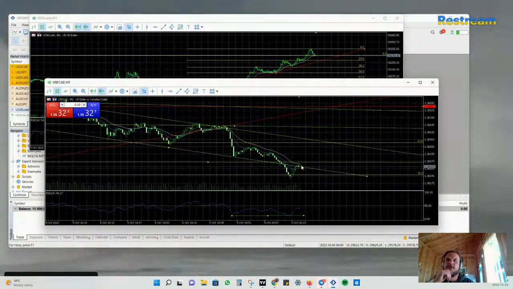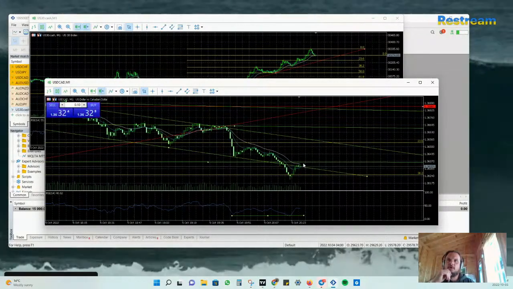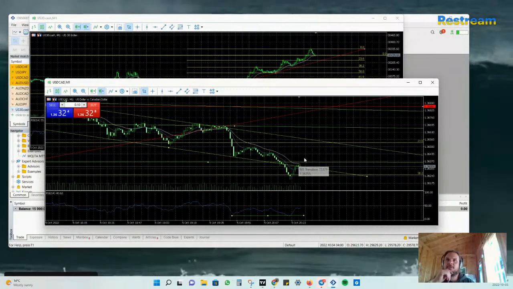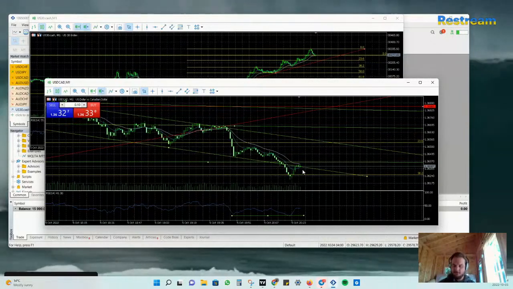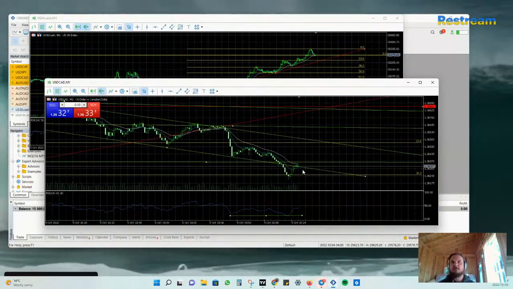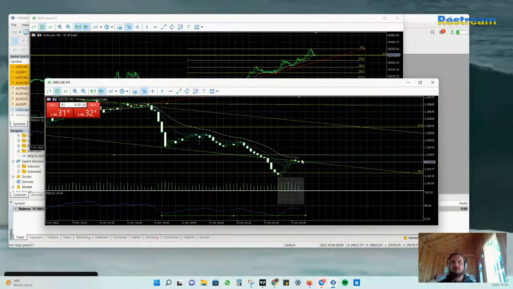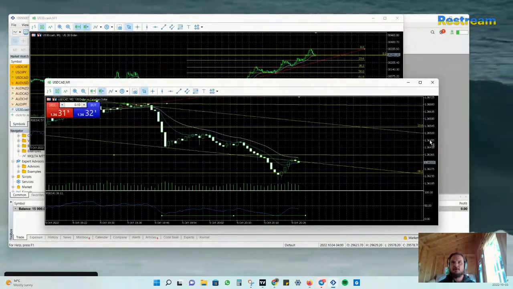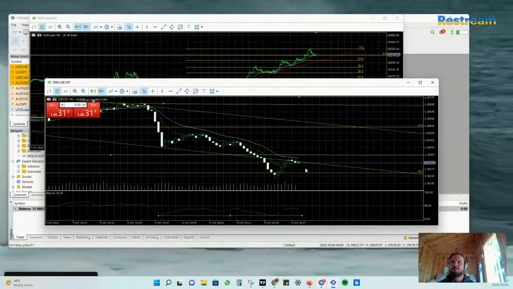Now see if I enter here, it's very close to where I would get out. I would get out if it breaks above there. So my risk is much less than if I were down here and tried to short and it starts going up, and I'm not clear about where I'm getting out. That makes sense?